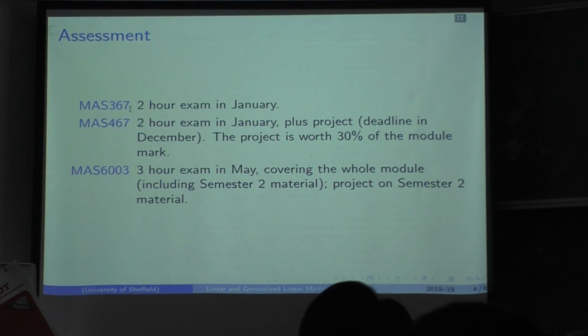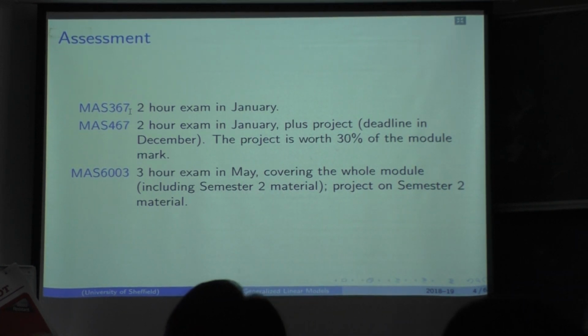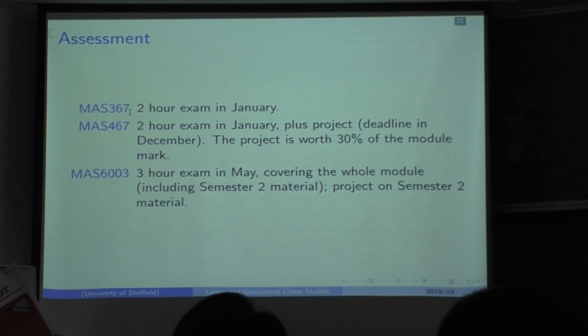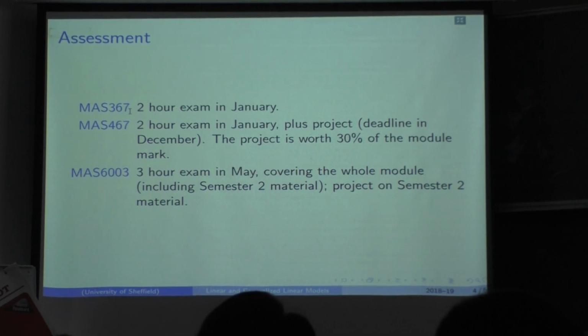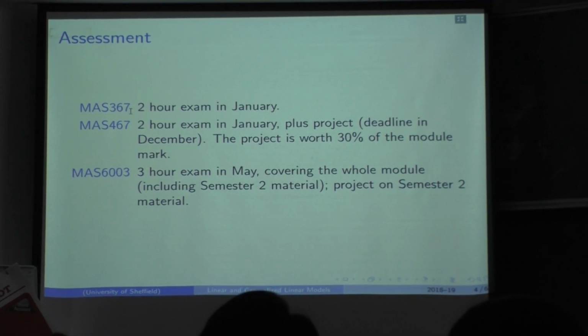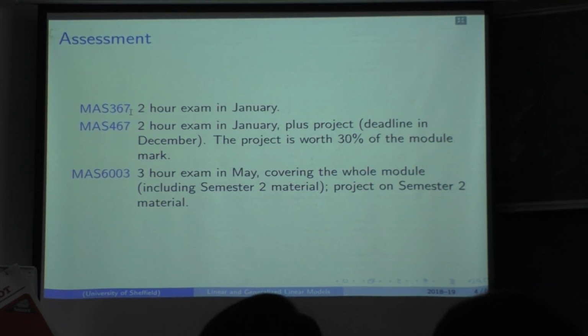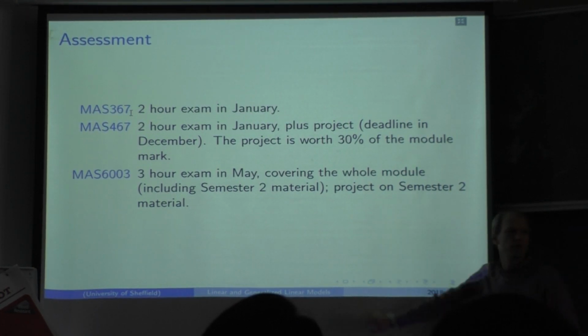Assessment for the module. If you're taking MAS367, there is simply a standard 2-hour exam, and this is held in the January-February exam period. If you're taking MAS467, then you take an exam which is the same as the one for MAS367, but in addition, to make the difference between the 3rd year and the 4th year module, there's a project on the generalised linear models material later in the semester. The deadline for that is in December, and it's worth 30% of the module mark.